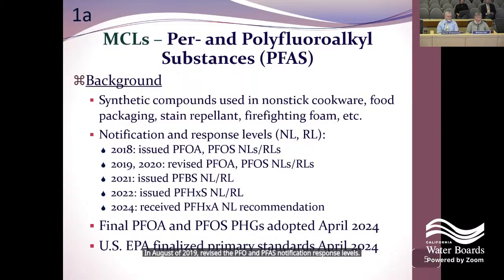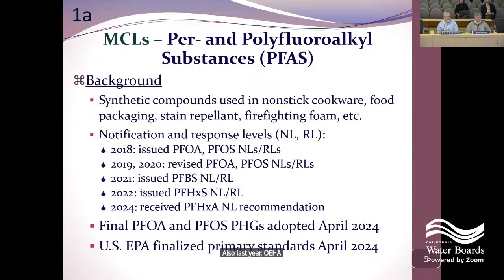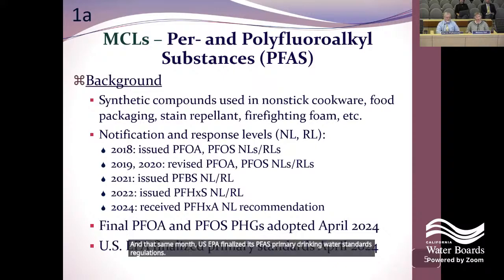In 2021, we issued a notification response level for perfluorobutane sulfonic acid. In 2022, issued the notification response levels for perfluorohexane sulfonic acid, or PFHxS. And last fall, we received from the Office of Environmental Health Hazard Assessment, or OEHHA, a recommendation for notification level for perfluorohexanoic acid, or PFHxA. Also last year, OEHHA issued final public health goals for PFOA and PFOS in April. And that same month, the US EPA finalized its PFAS primary drinking water standards regulations. Next slide, please.